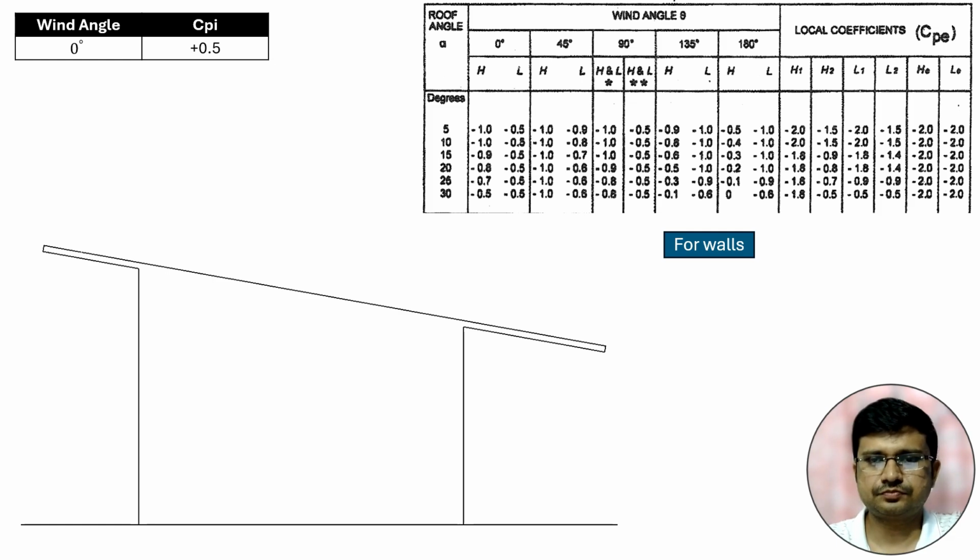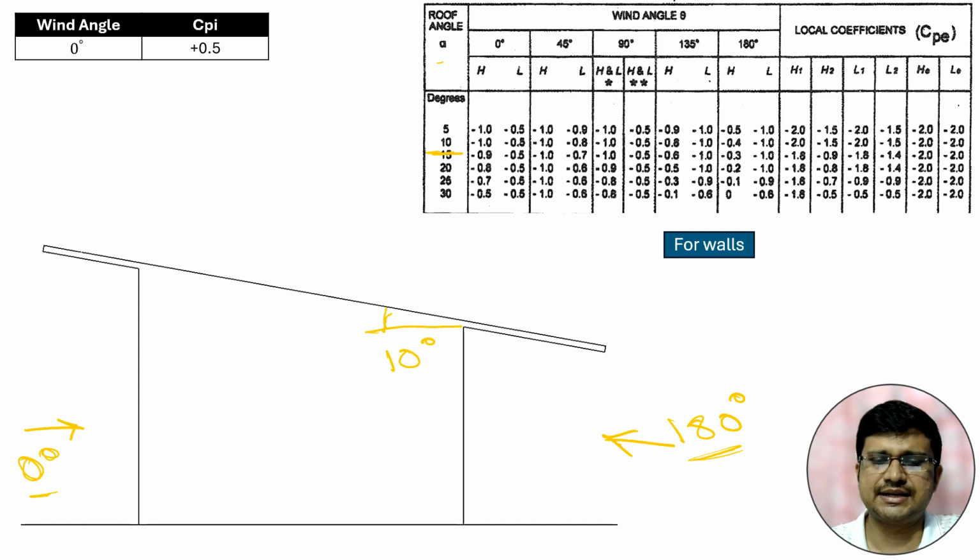Now for our case, the roof angle is 10 degree. Roof angle 10 degree means this angle is 10 degree. This is the higher end H, and this is the end L. Wind coming from this direction is 0 degree, and if wind comes from the other direction it will be 180 degree. Because for a monoslope roof, if wind hits the taller side, it will be 0 degree, and if wind hits the shorter side, it will be 180 degree.